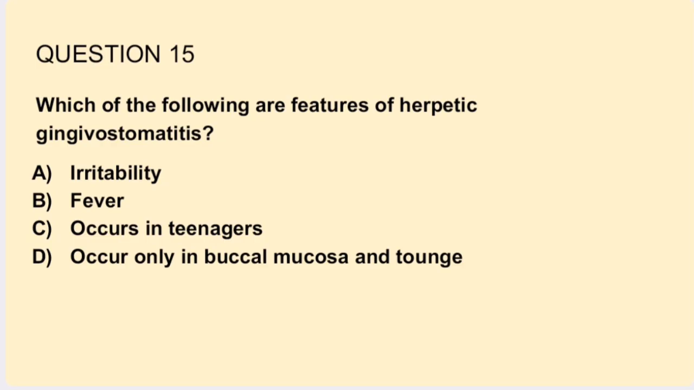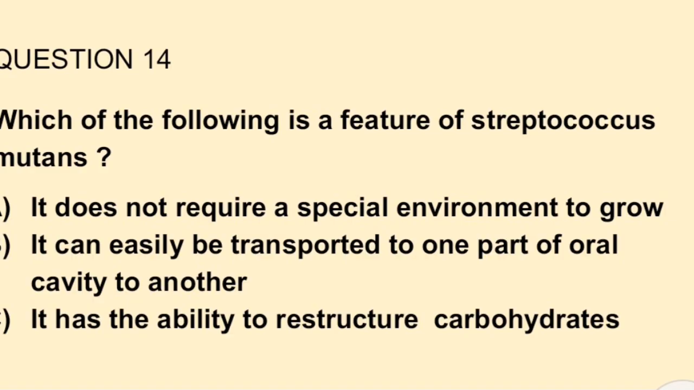Question 15. Which of the following are features of herpetic gingival stomatitis? A. Irritability, fever, occurrence in teenagers, or D. Occurs only in buccal mucosa and tongue. The answer is fever.